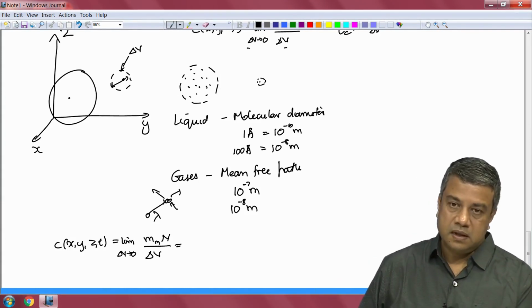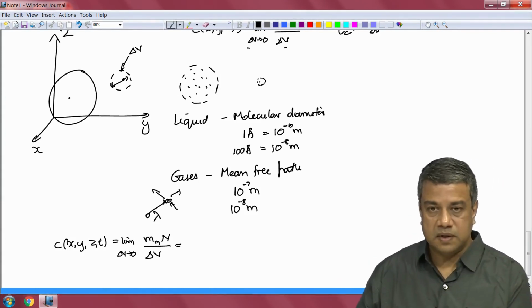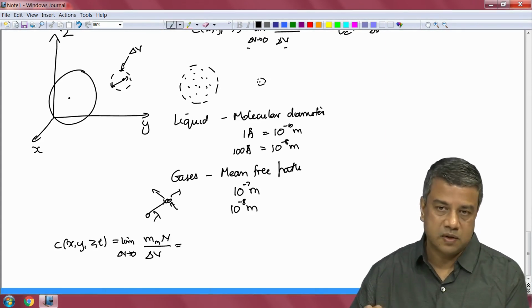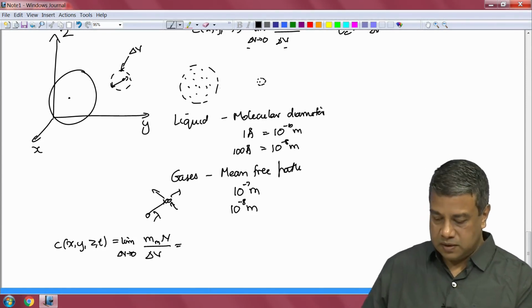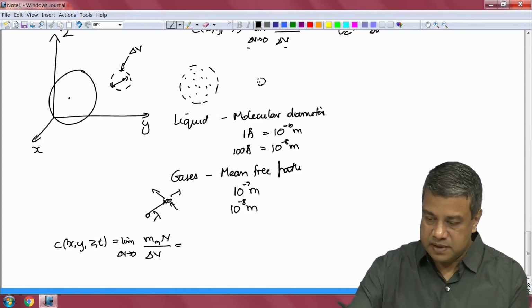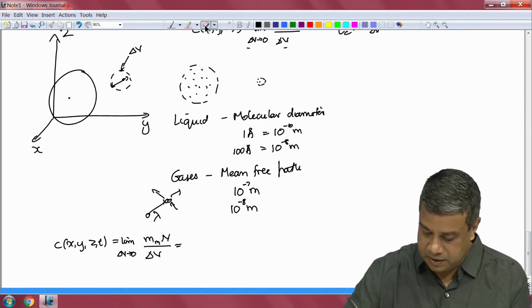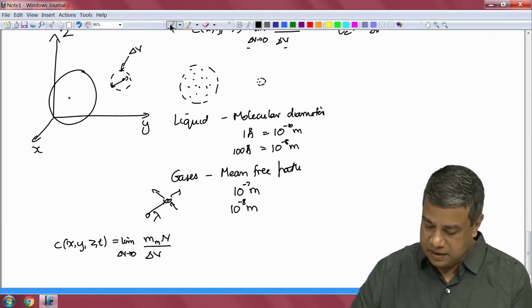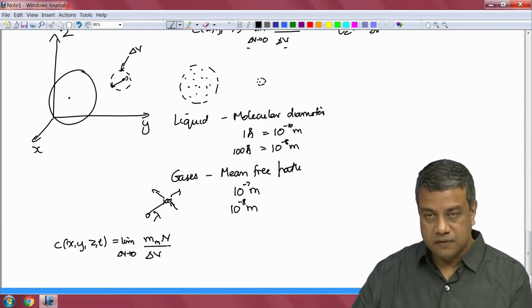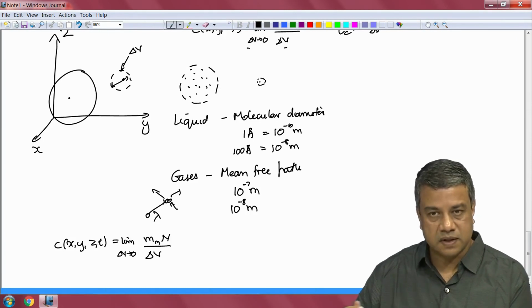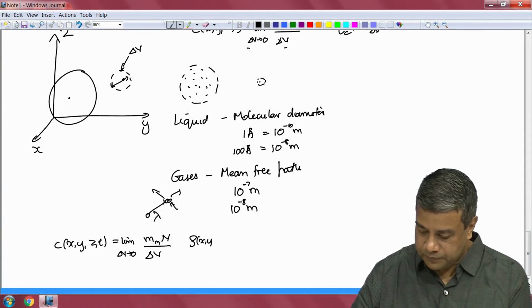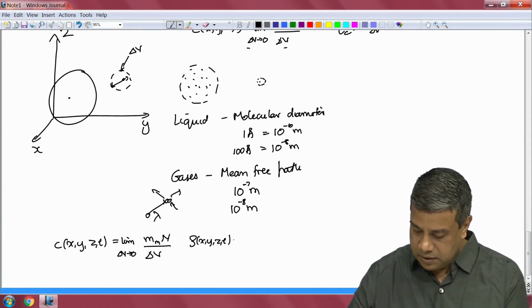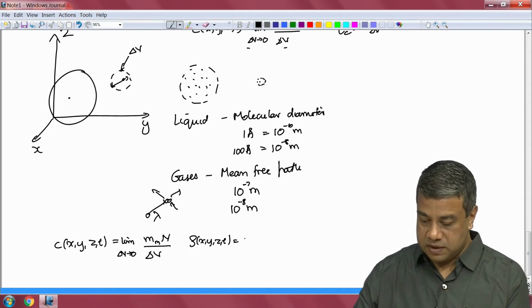Of course, you have to shrink the volume while keeping the size much larger than the molecular scale. Shrink the volume to a size that is much smaller than the characteristic scale while keeping it much larger than the molecular scale. And this gives me the value of the concentration at a location. Similarly, you can define the mass density. For the concentration, you average only over the number of solute molecules. For the total mass density, you average over all the molecules in the system.